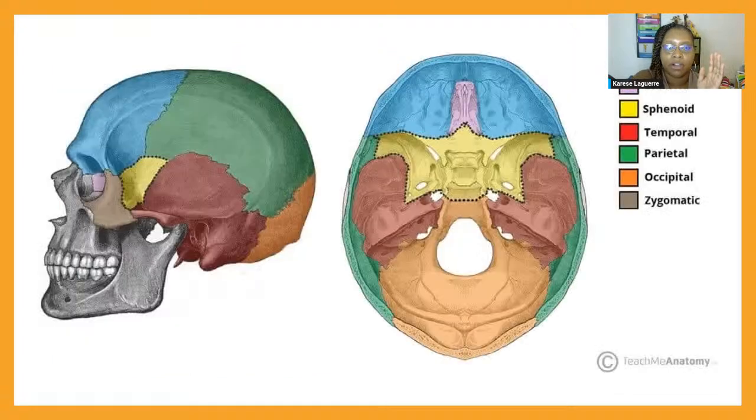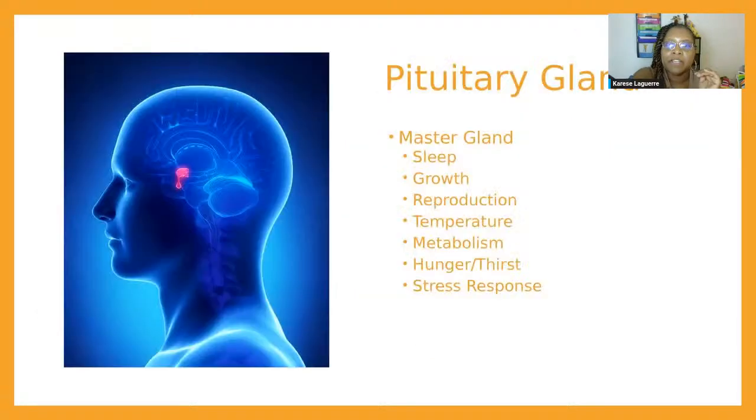And then we have our sphenoid. There we go. And so it's holding it right in a position right there. It's right there. Okay. So this pituitary gland we know is incredibly important. In fact, they call it the master gland.